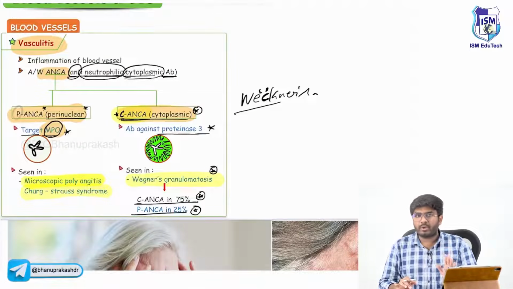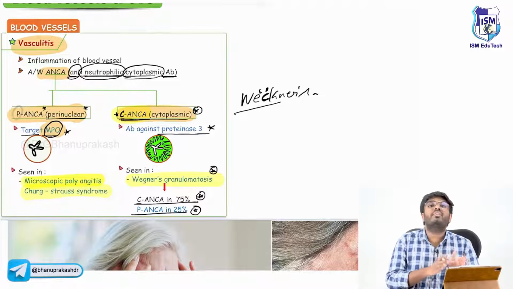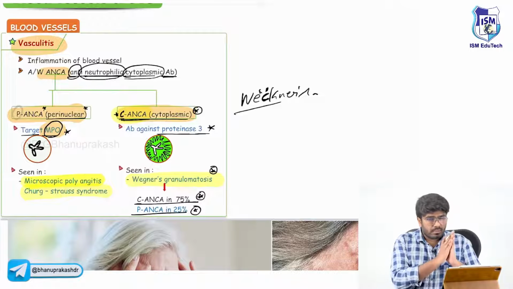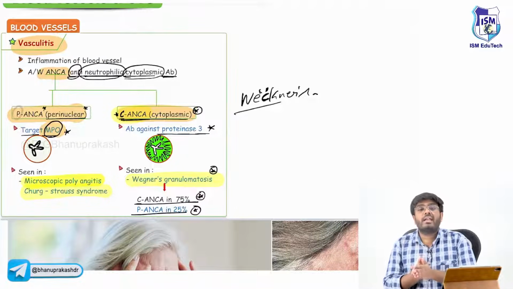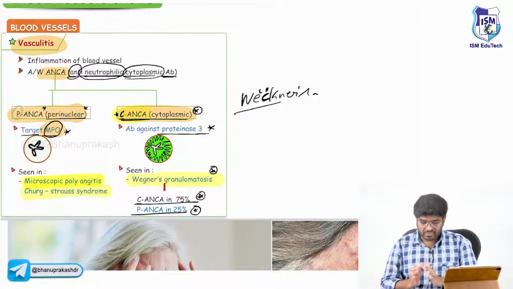After that, I have explained the ANCA. ANCA are nothing but antibodies. There are two types of ANCA, P ANCA and C ANCA. P ANCA is seen in Churg-Strauss disease as well as microscopic polyangiitis. Wegener's granulomatosis shows both P ANCA as well as C ANCA, mainly C ANCA, in 75% of the cases.